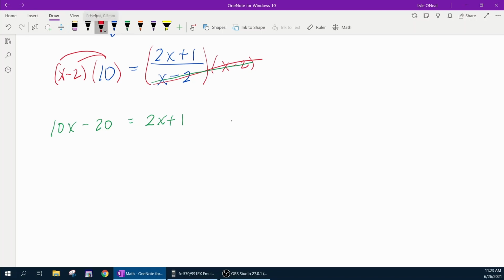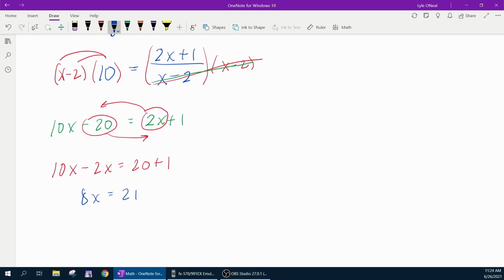And then it's basically 2 more steps and we're done. Let's move the 2x and the minus 20 so that we can get our like terms together on the same side. Don't forget, when you move stuff over, you have to change the sign and then combine like terms. We're going to get 8x equals 21.